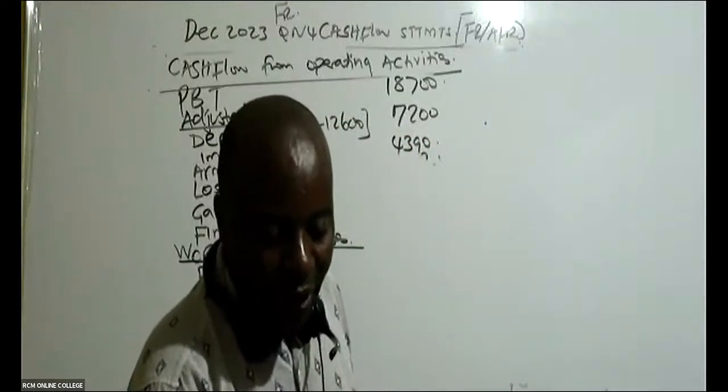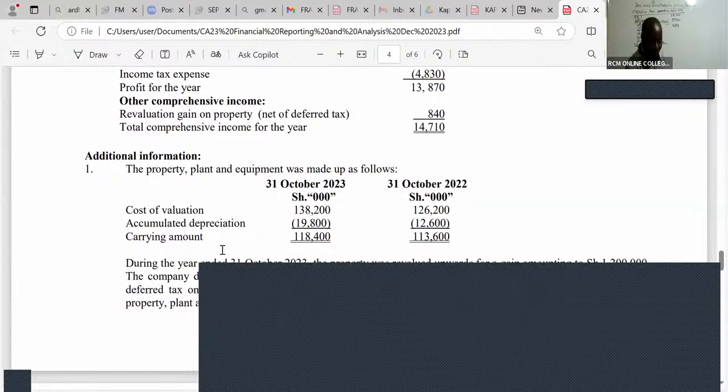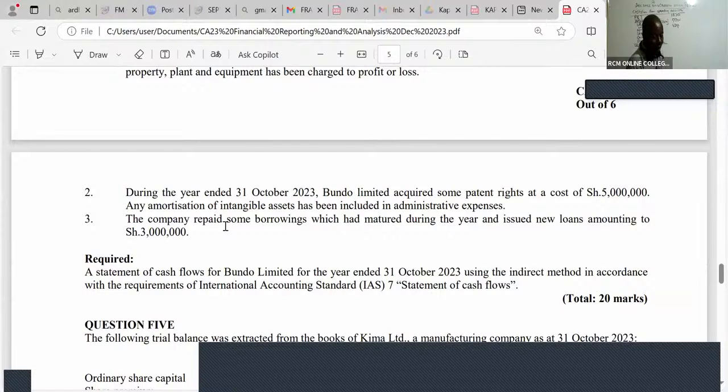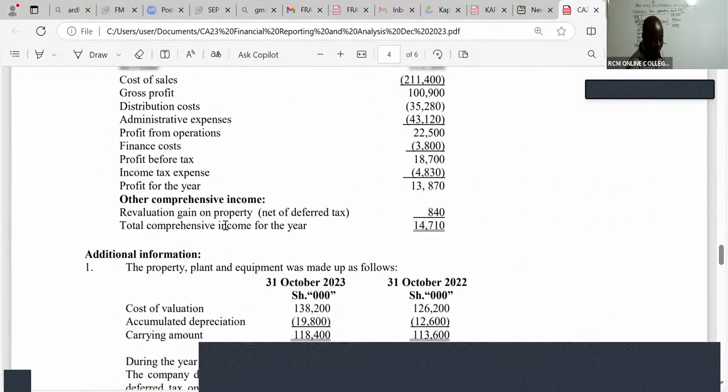All right, ladies and gentlemen, I will come to the next working here. Next, additional information, note number 3: the company repaid some borrowings which had matured during the year and issued new loans amounting to 3 million.